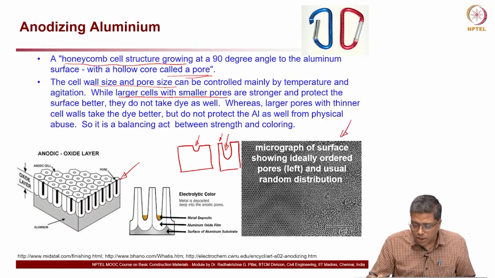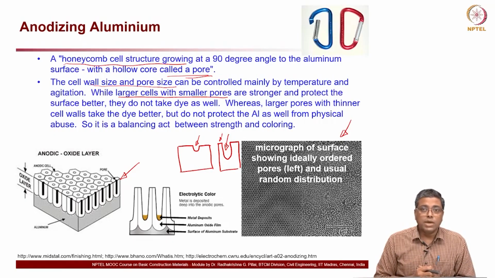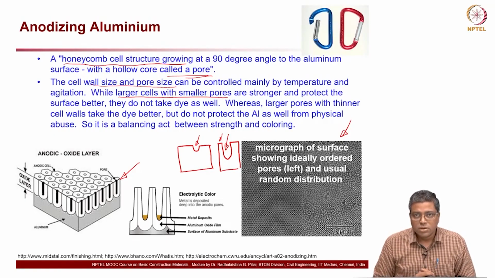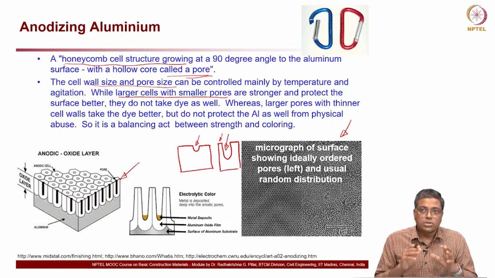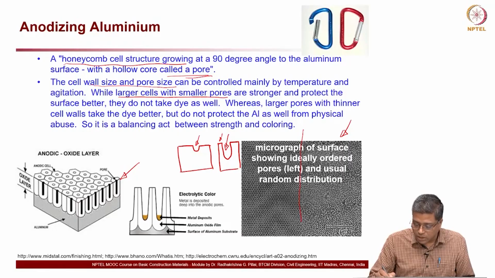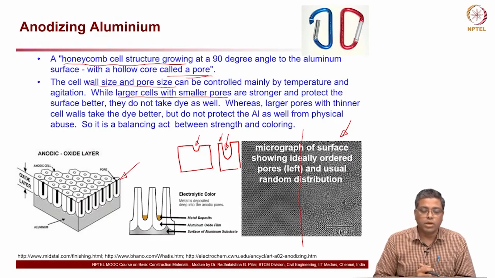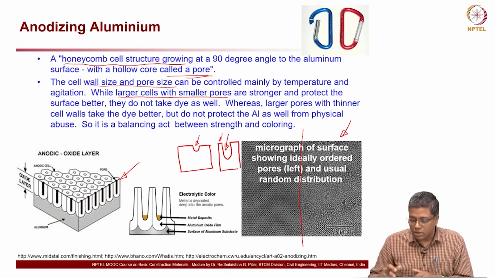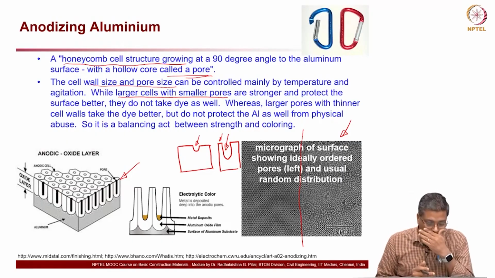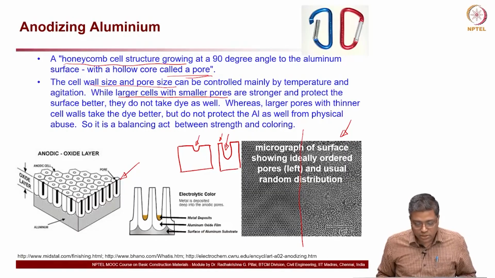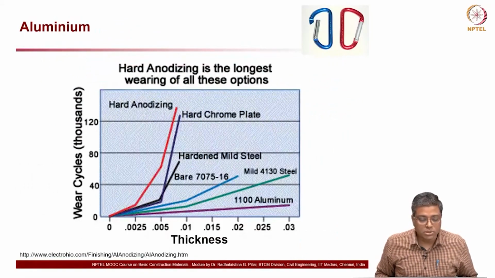Now on the bottom right, what you see is a micrograph of an anodized surface, showing ideally ordered pores on the left half. You can see here on the left half of the drawing you have an ordered structure, whereas on the right half you have a random distribution, okay. So these are all manufacturing procedures or the anodizing procedures.